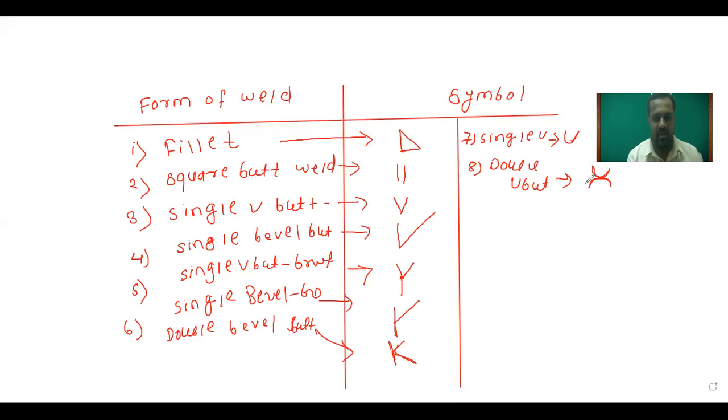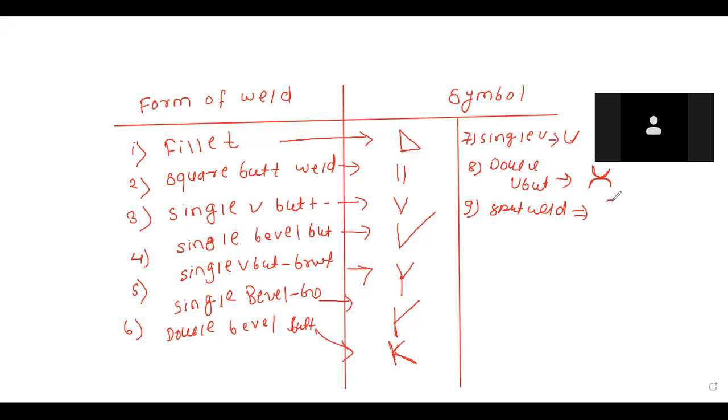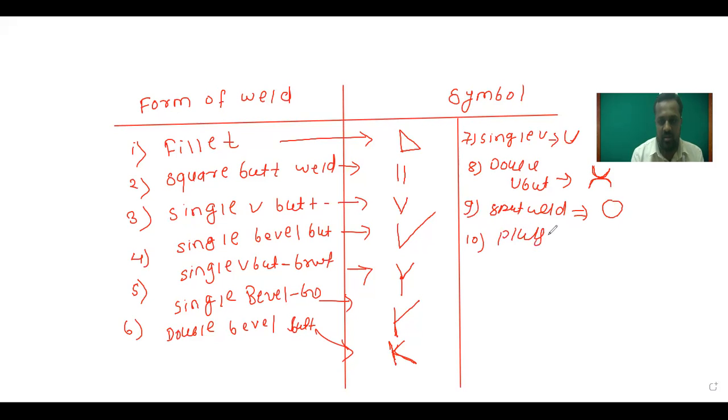Okay, then please tell me the spot welder. What is the symbol for the spot welder? Circle. Then the symbol for the plug weld. Yes, for the plug weld, a vertical line and like this.